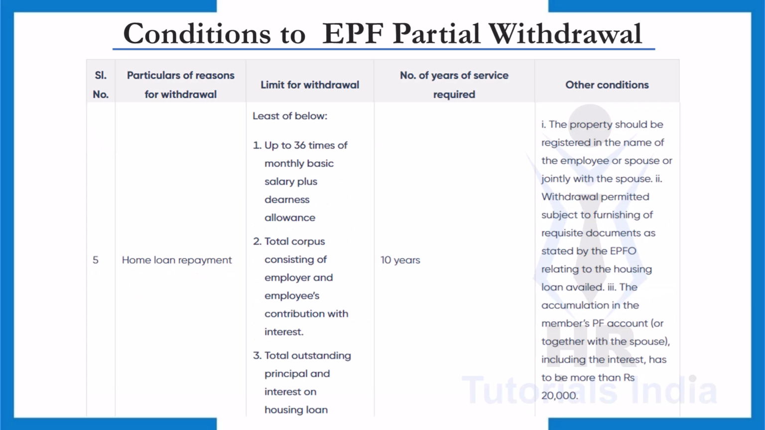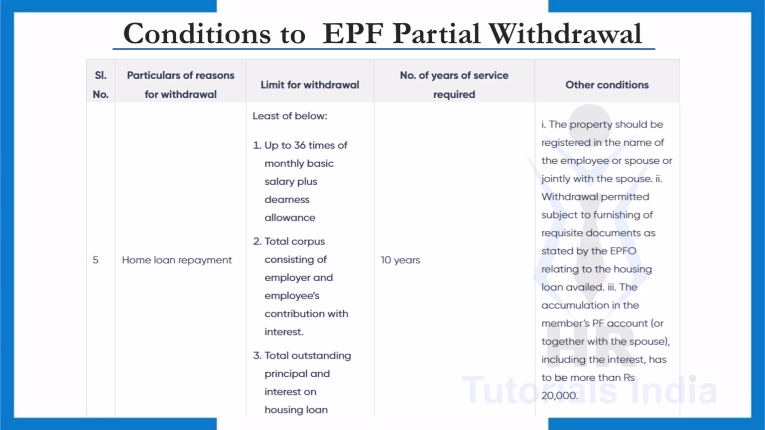And the fifth reason for which a PF partial withdrawal can be done is home loan repayment, and the limit is up to 36 times of the basic salary plus dearness allowance. And the second limit is total corpus consisting of employer and employee's contribution with interest, total outstanding principal and interest on housing loan, and the term should be 10 years.